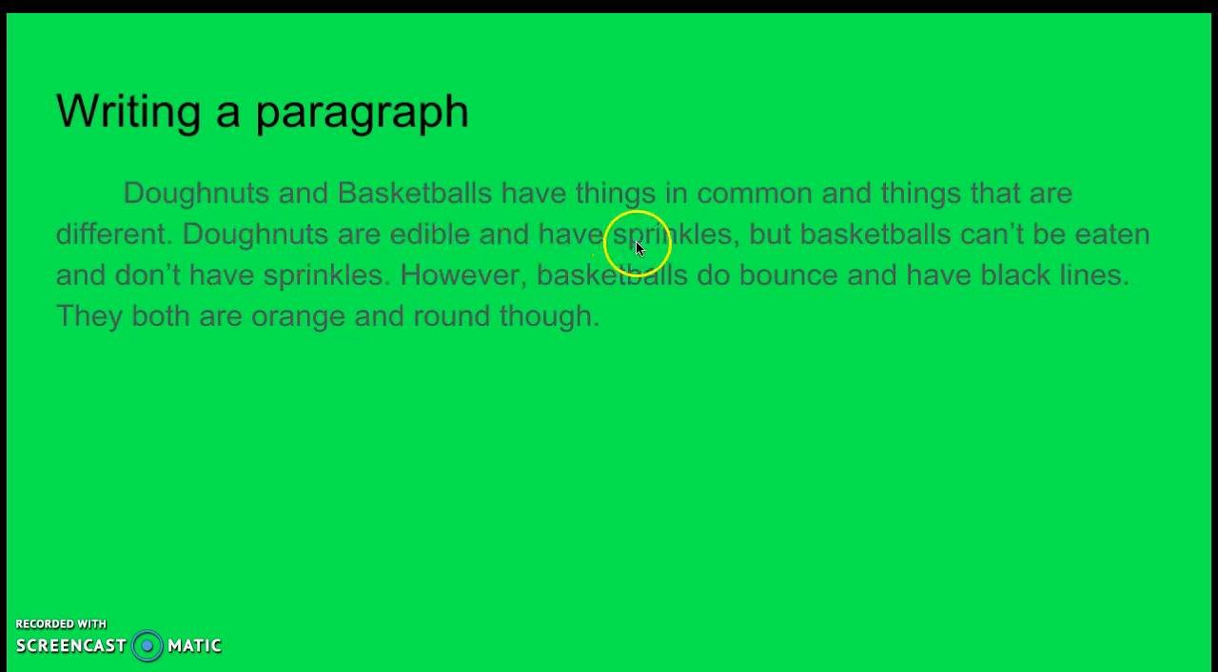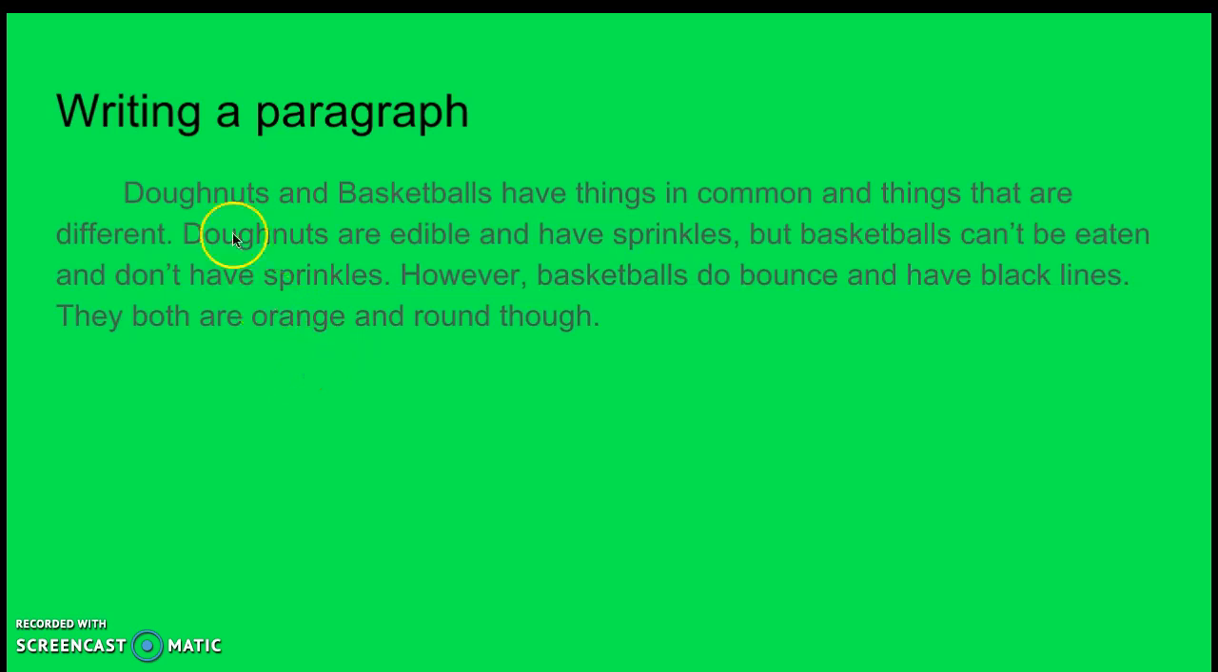Donuts are edible and have sprinkles, but basketballs cannot be eaten and do not have sprinkles. However, basketballs do bounce and have black lines. They are both orange and round though. This is my paragraph comparing and contrasting donuts to basketballs.